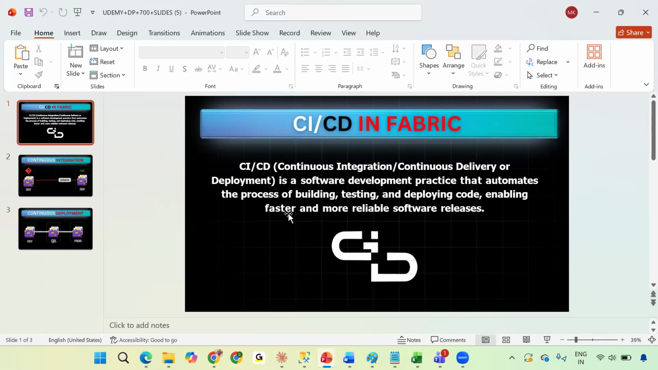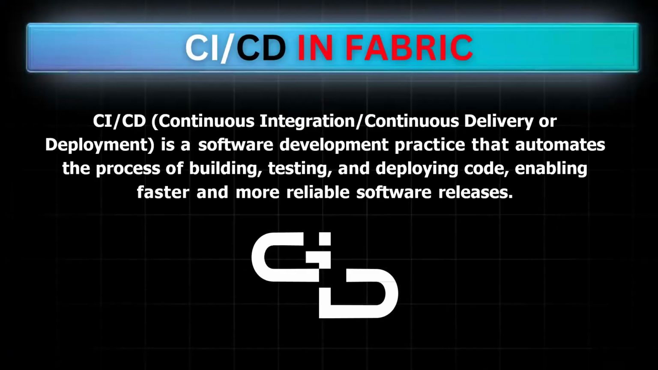In any software development, we should use CI/CD to build our project, do our testing, and also deploy our code from one environment to another environment. It enables faster and more reliable software releases. That's the reason we're supposed to use CI/CD in any project.